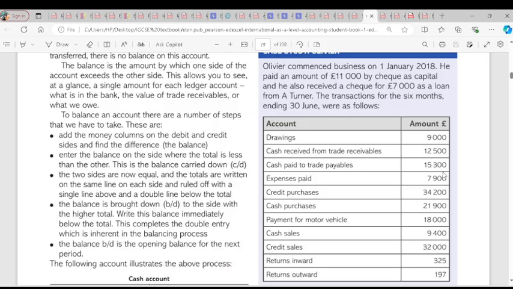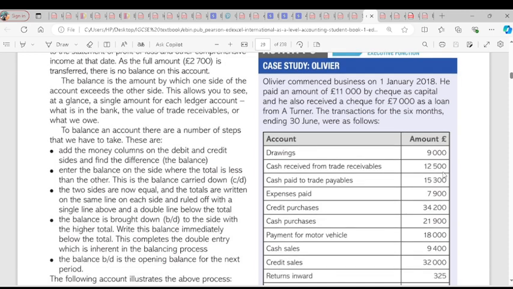Clear? So the two sides are now equal and the figures are written on a single line. That's a single line. Then the balance is brought down, which we just explained. Do you have any question about that? No. So we have activity 9.